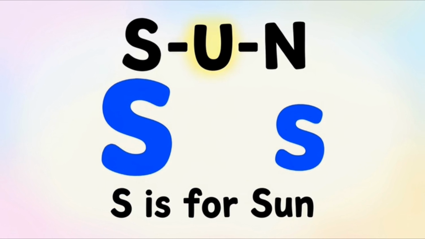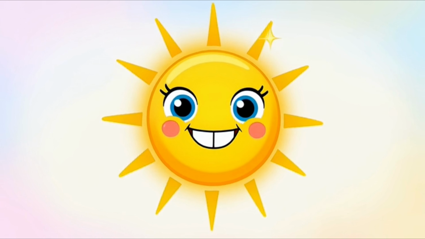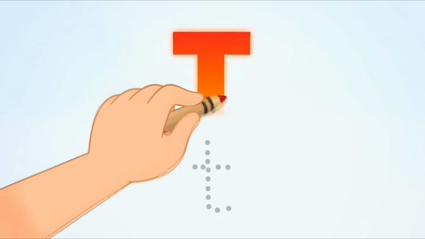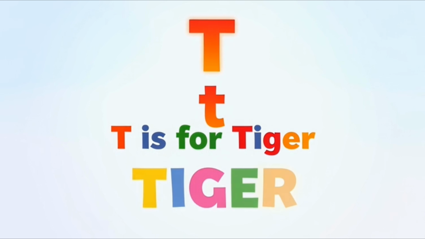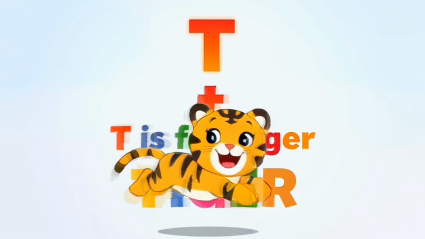S is for sun. S-U-N. This is the letter T. T is for tiger. T-I-G-E-R. This is the letter U.